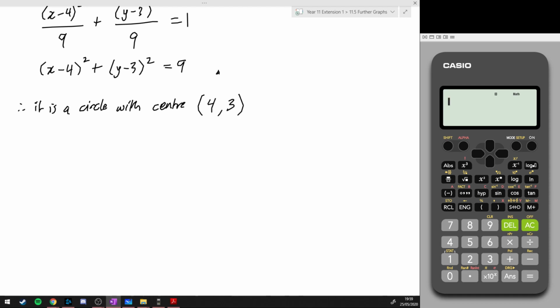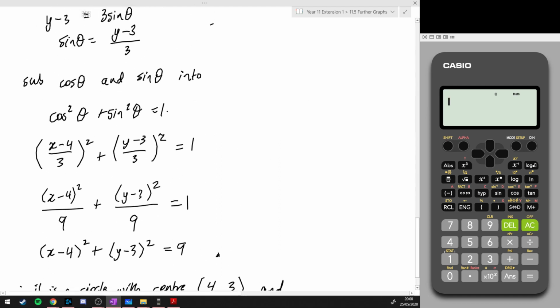Again, the values where x squared and y squared is equal to 0. And the radius in this case is equal to 3. So r squared is equal to 9, so r is equal to 3. Okay, last part of this topic.